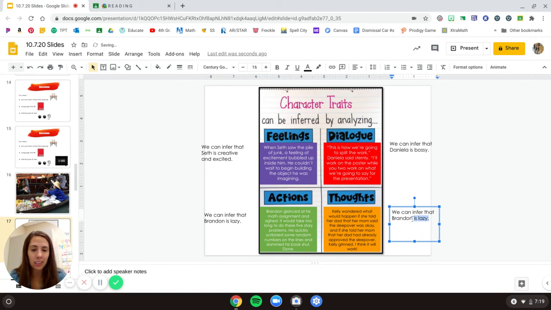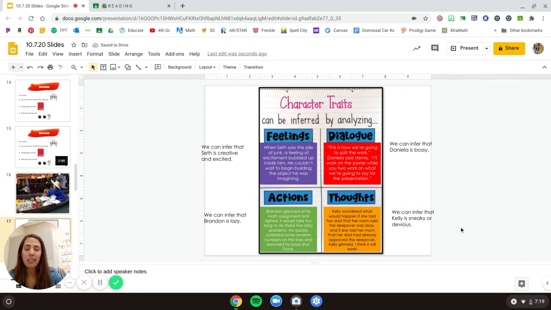And let's look at this one about Kelly. We can infer that Kelly is, let's see, she's going to dad and saying one thing. She's going to mom and saying that dad said it's all good. She's kind of sneaky. Or have you ever heard of the word devious? It's another word that means sneaky, like when you're plotting something, you're devious.